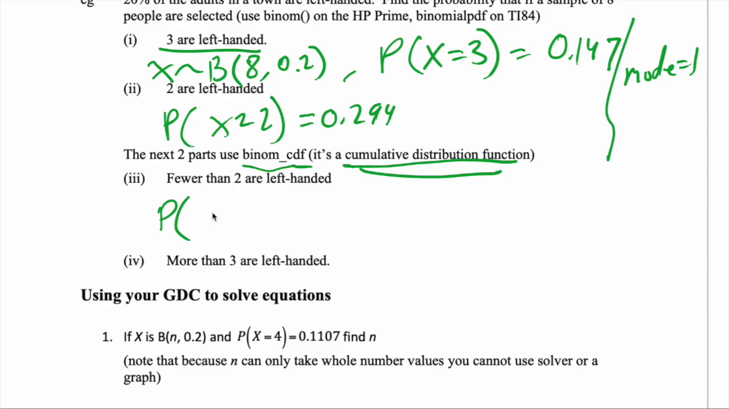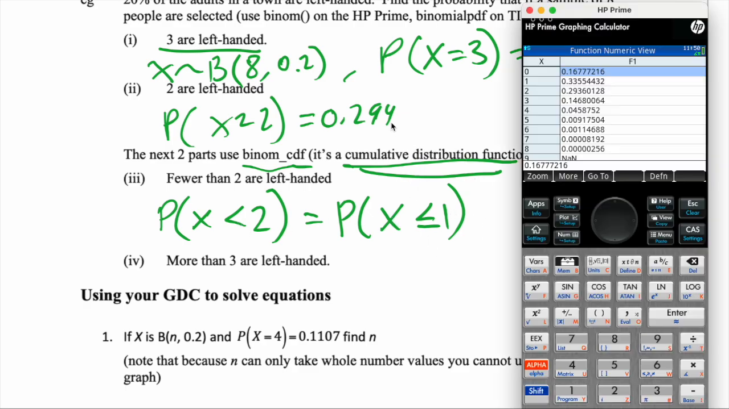So probability fewer than 2 is less than 2. This is a discrete random variable, so you can't have numbers in between. So less than 2 means less than or equal to 1. Most calculators handle less than or equal to, not less than. So you need to do that conversion, and it makes sense if you look at the table. You would ignore the 2 and add up the previous couple of probabilities, right?